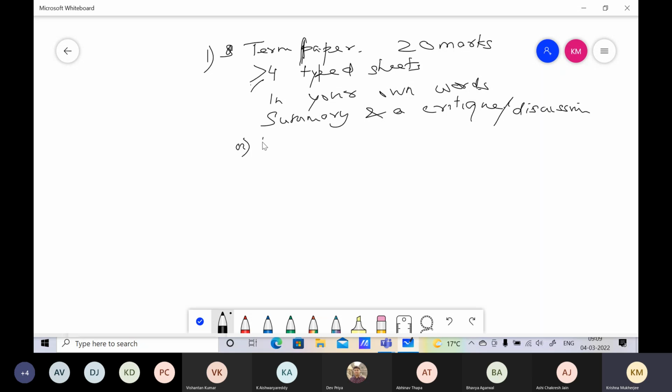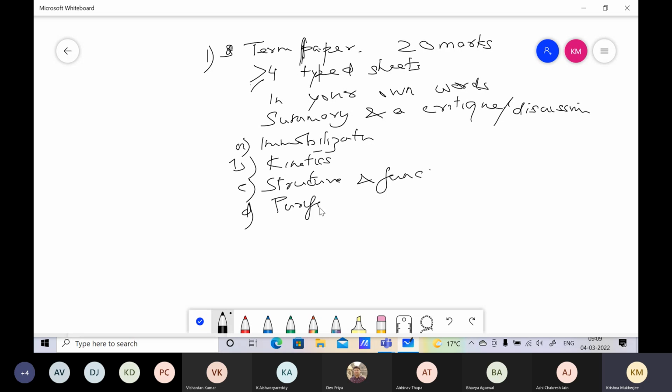It could be immobilization, it could be kinetics. I'm writing big terms here. It could be structure and function relationships of proteins. It could be purification techniques, which are best. Not production of proteins, because that's a different thing. No molecular biology, no fermentation technology. It has to be proteins.